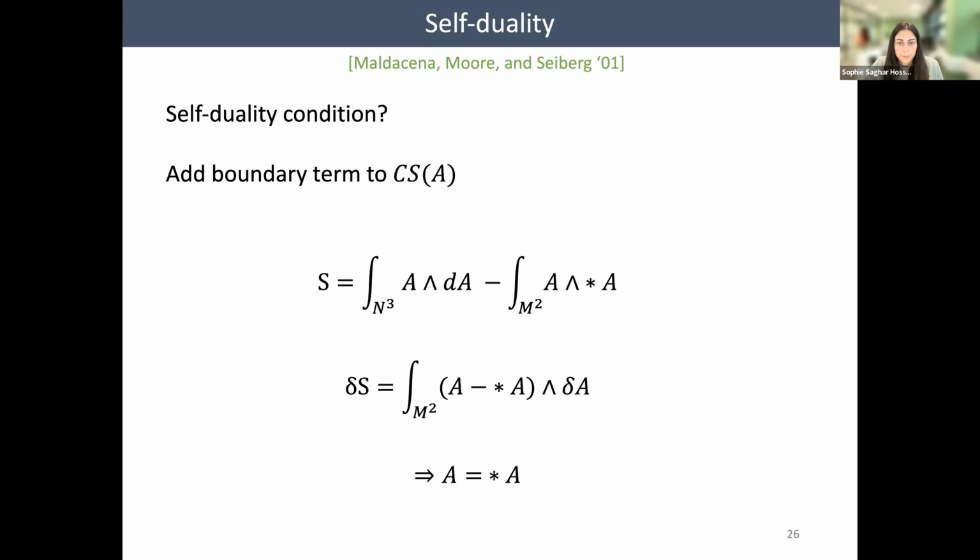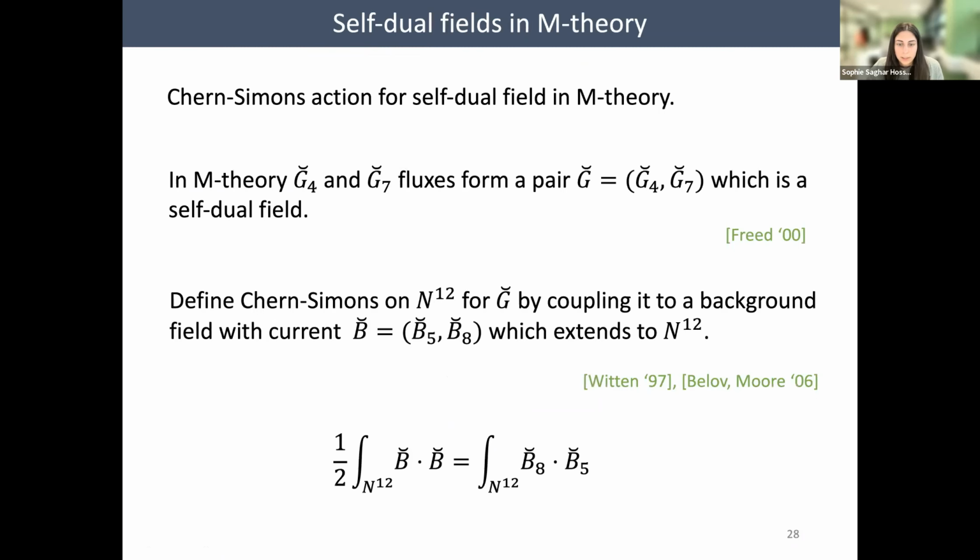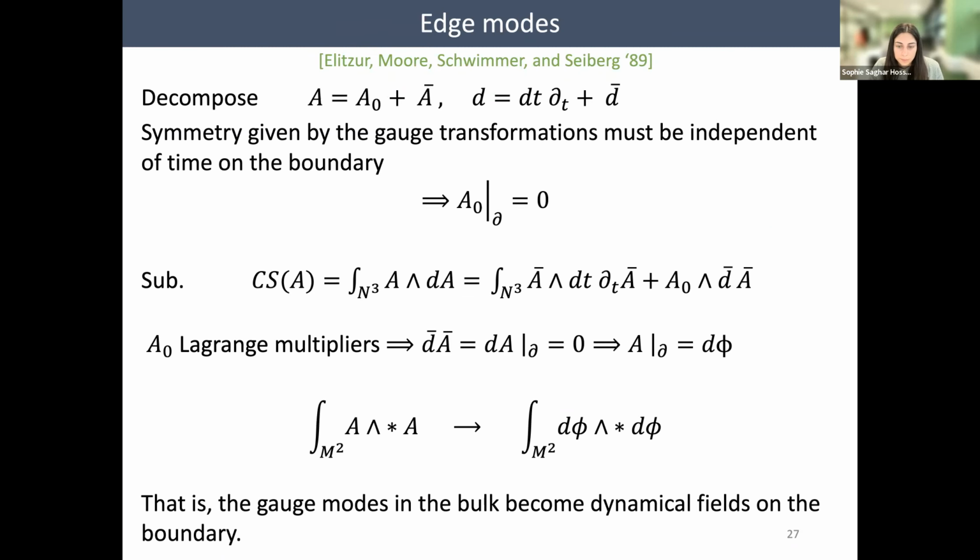Okay, so to see how this action actually encodes the self-duality constraint, what we can do is add to this action a term which is A wedge star A, and require that this A vanishes at the boundary. Then from the variation, we see that we automatically get this self-duality constraint. And also, this action actually gives us the action for the self-dual field.